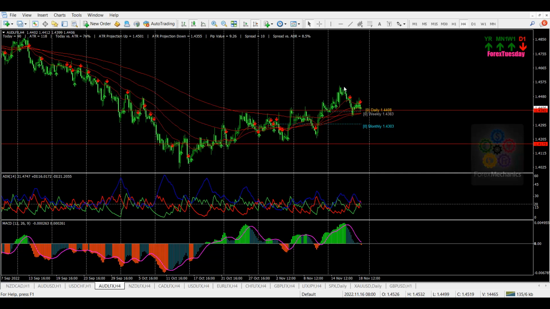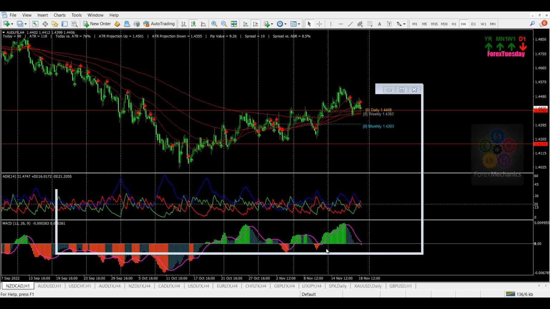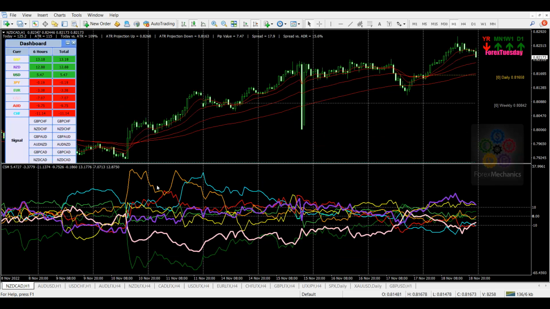It did break, and then it's kind of finding support at the same level. So let's see if this move continues to the upside in the coming week. In order for that to happen, what do we need to see? We just need to ensure that the Australian dollar, the red line here, really moves up and crosses this 10 level. Personally, I use the 10 and the minus 10 level.